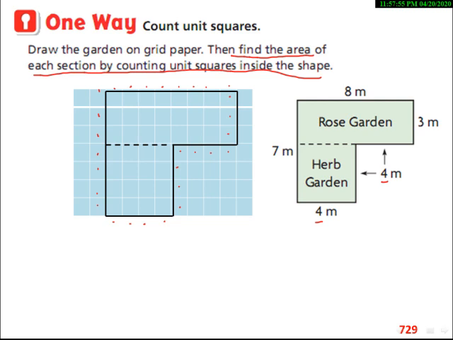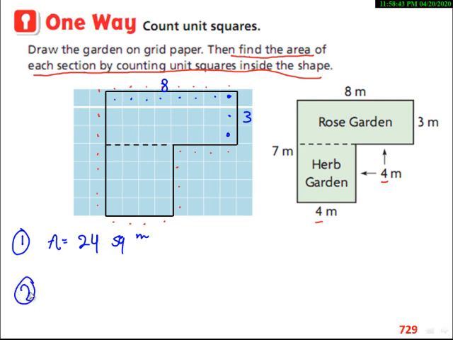You should count square units for each. 1, 2, 3, 4, 5, 6, 7, 8. Here 8, and here 3. 1, 2, 3. So 3 by 8 or 8 by 3 equals what? The first rectangle's area equals, great, 24 square meters. Excellent. 8 multiplied by 3 equals 24. If you complete your counting, you will find 24 square meters.